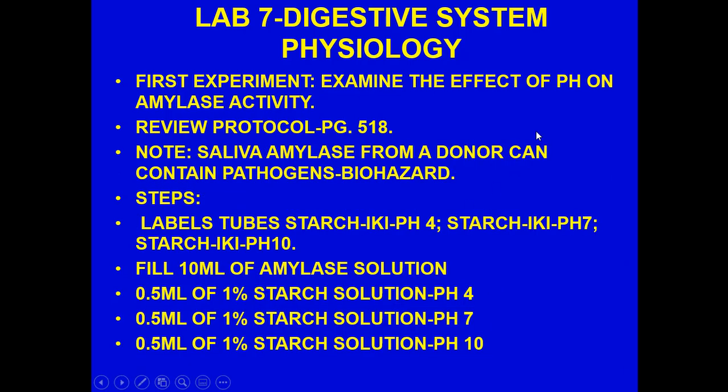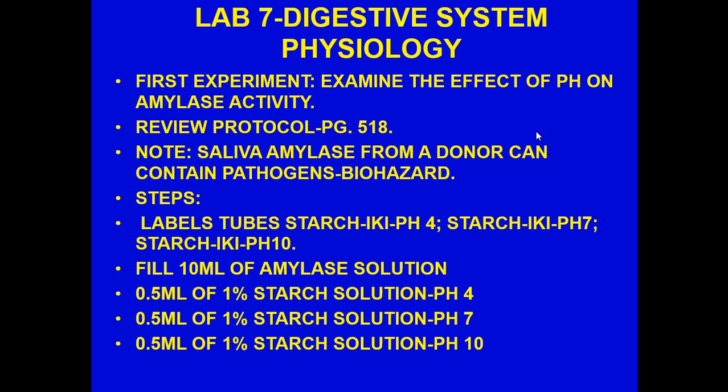Now, after we've examined the effects of pH on amylase activity, if you go to page 518, you'll see the protocol. Salivary amylase from a donor can contain pathogens. So if you were wondering, gee, when you did this in the classroom, did you just have people spit in a test tube? Sounds like an interesting idea.